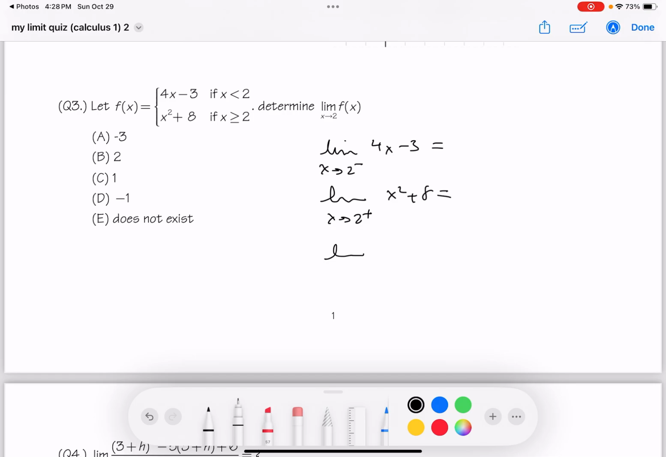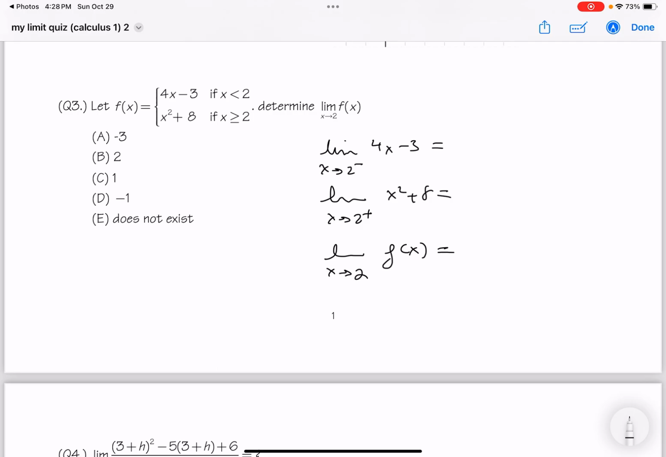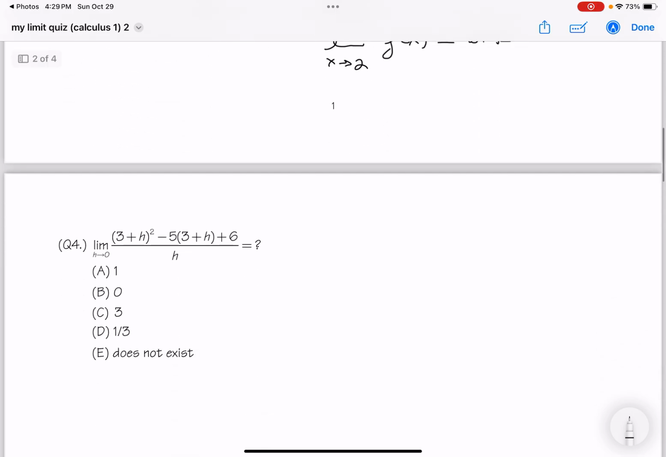Now for the limit as x approaches 2 of f of x to exist, those two limits would have to agree. And what do you get over here? Well, 8 minus 3 is 5. And this one's going to be 4 plus 8 is 12. So this is a DNE. It doesn't agree. All right? Is that choice listed? It is. It's choice E. Let's go to the next one, number 4.